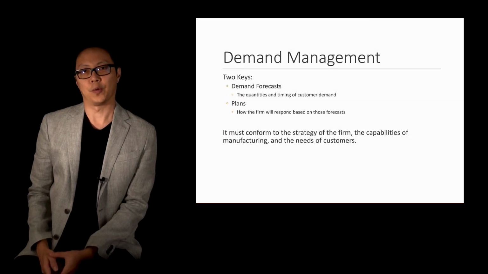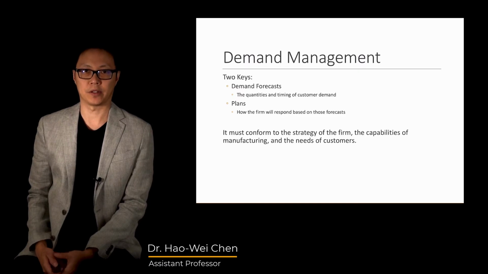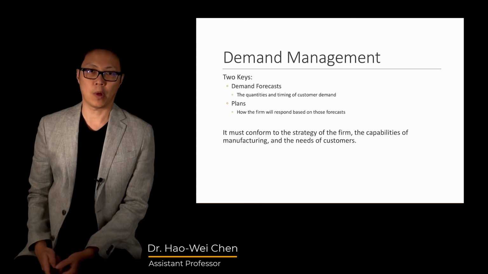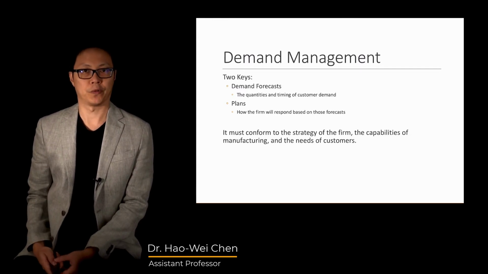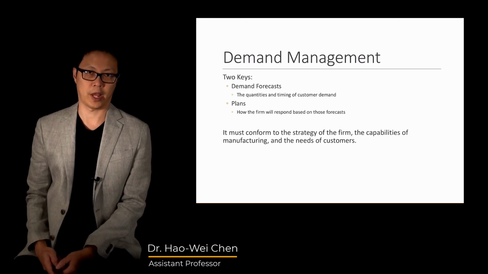In this video, we will discuss demand management. Demand management in a supply chain has two main keys. One is demand forecast, meaning we want to estimate when the demand arrives and how many there are. The second one is plan, in which we focus on how the firms will respond based on the demand forecast.